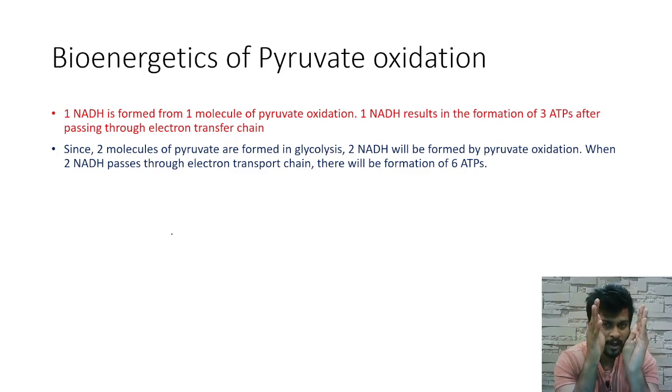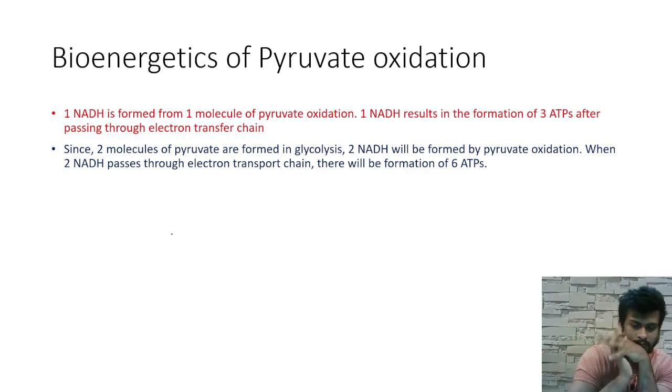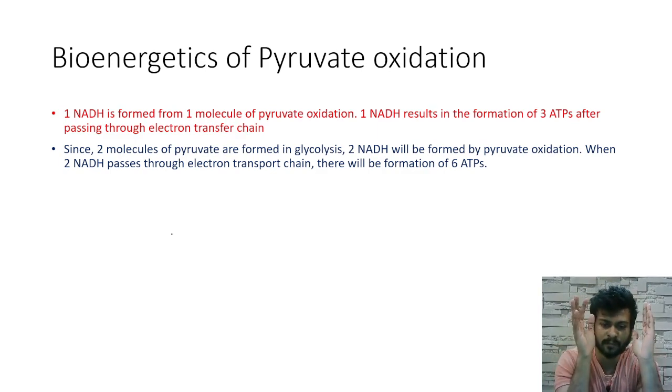When 2 molecules of pyruvate will oxidize, 2 NADH molecules will be produced. 1 NADH molecule gives rise to 3 ATPs, so 2 NADH molecules will give rise to 6 ATPs when 2 NADH molecules pass through electron transport chain. So total 6 ATPs are produced through pyruvate oxidation upon oxidation of 2 pyruvate molecules. In glycolysis, 8 ATPs are formed. In pyruvate oxidation, 6 ATPs are formed. So total 14 ATPs are formed till now.